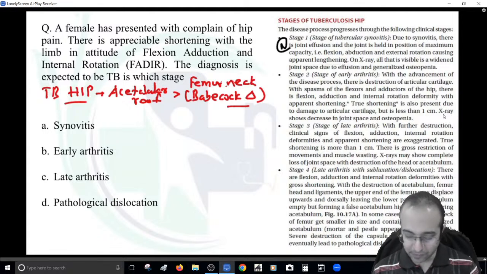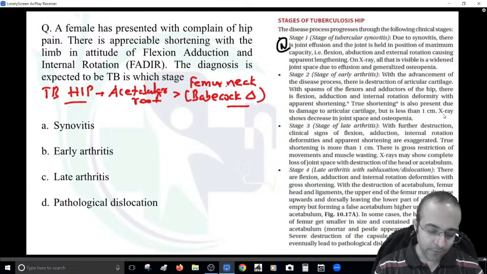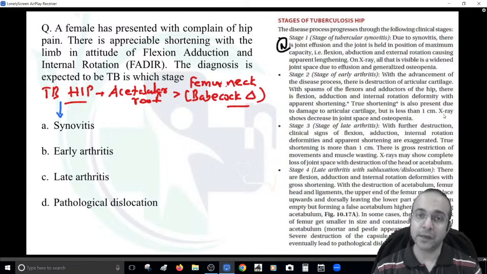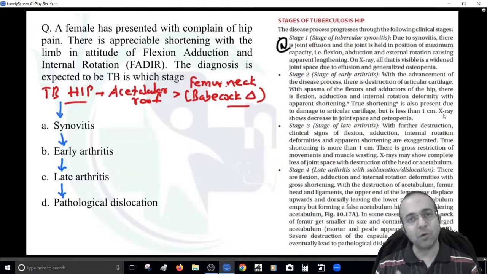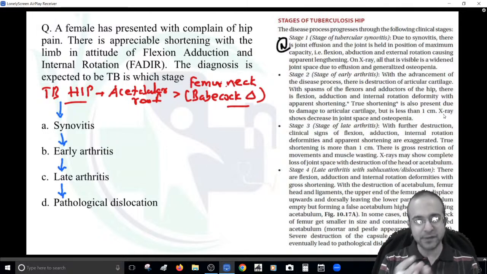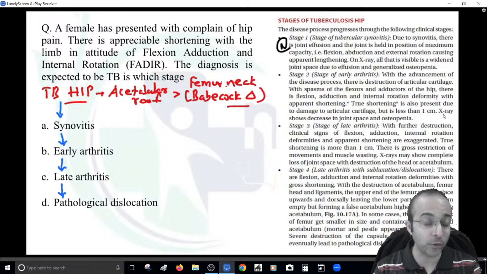Now once TB of the hip starts, first there will be synovitis. The synovium will be inflamed, and then the cartilage would start degenerating, going through the phases of early arthritis and then late arthritis, and eventually a pathological dislocation happens. So this is already giving you the scenario in which TB progresses and destroys the hip joint in a normal person. Now different deformities come up in different stages.